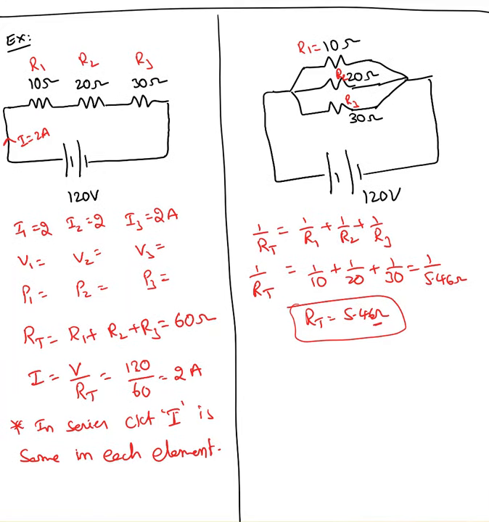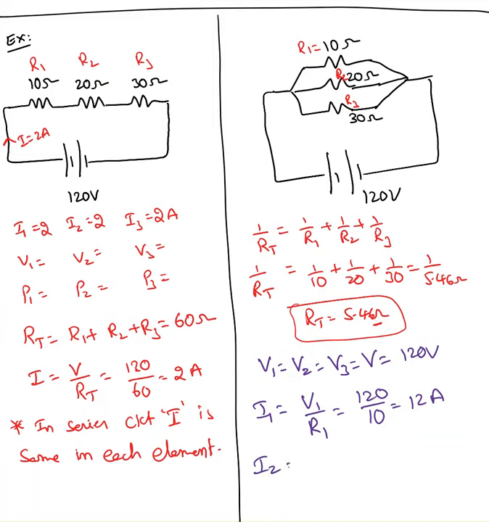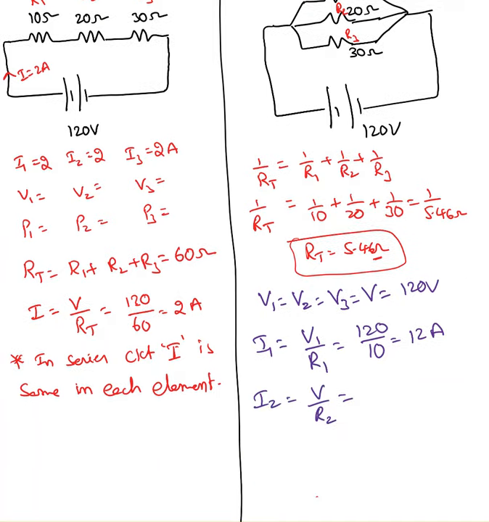Now we know that in parallel the voltage is the same, so I can say V1 equal to V2 equal to V3 equal to V, which is 120 volts. Based on this, I can write I1 equal to V1 over R1. V1 is 120, R1 is 10, so it is 12 amperes. I2 is V over R2, which is 120 divided by 20, that is 6 amperes.